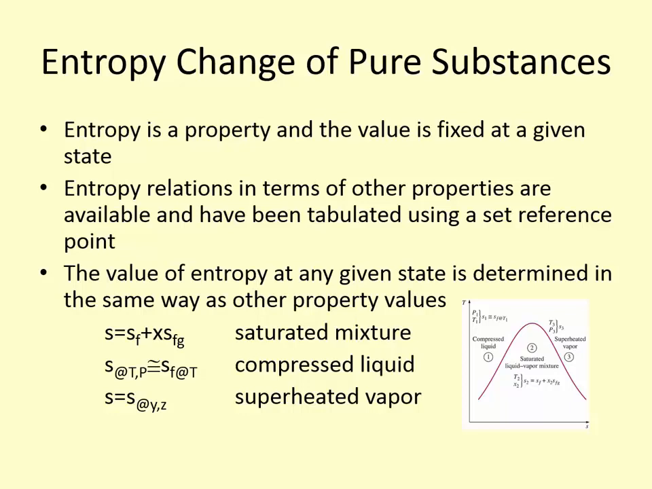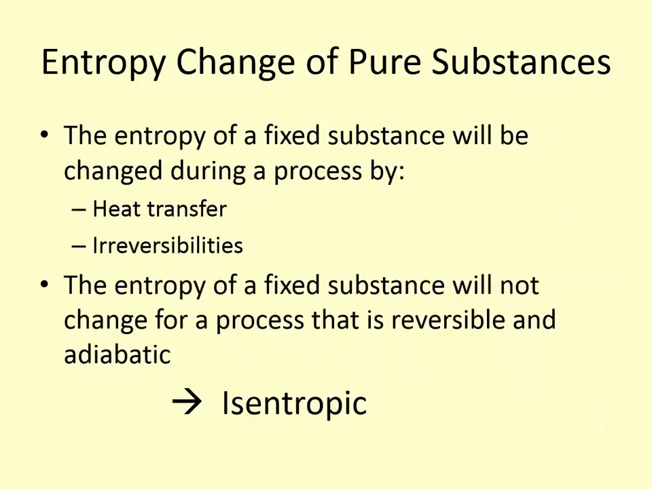We can use the compressed liquid assumption, and then for a superheated vapor, we just need to know those two independent values to look up the value of entropy, just like any other property. We can change the entropy of a substance in a process two ways. One is by transferring heat to or from our system, or to or from the working fluid or the substance that we're concerned with. The other is through irreversibilities. Friction, head loss, chemical changes, any of those irreversibilities will contribute to the entropy change of a fixed substance.